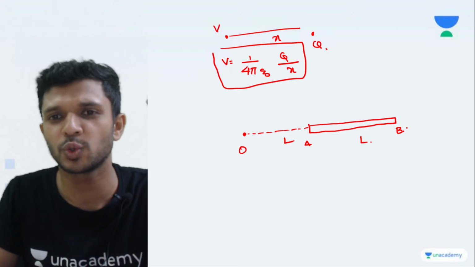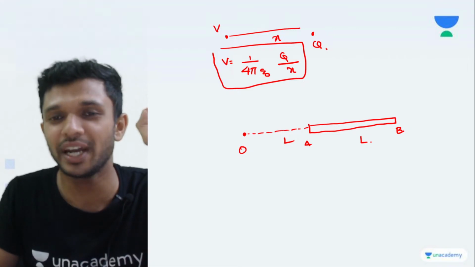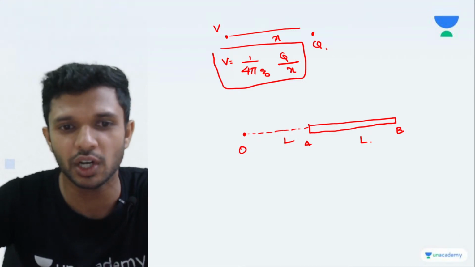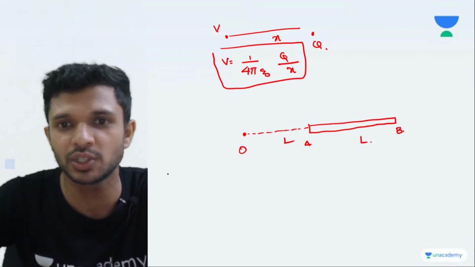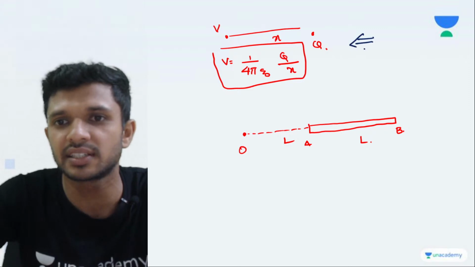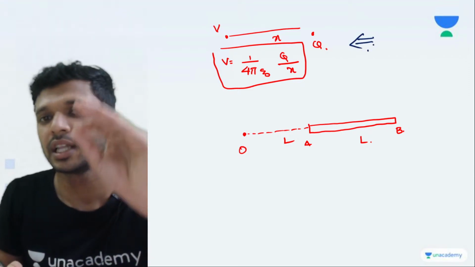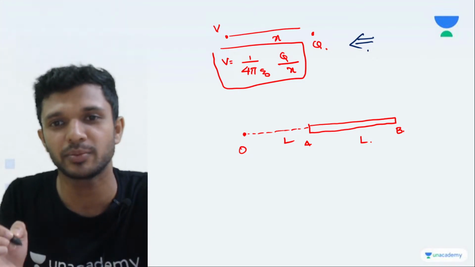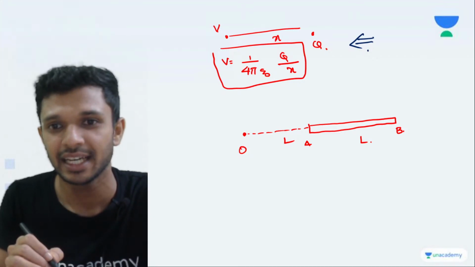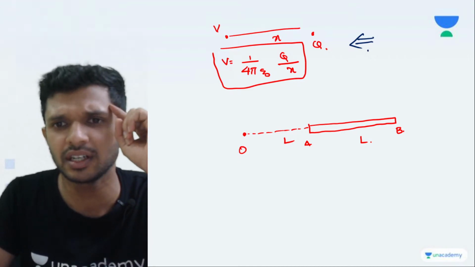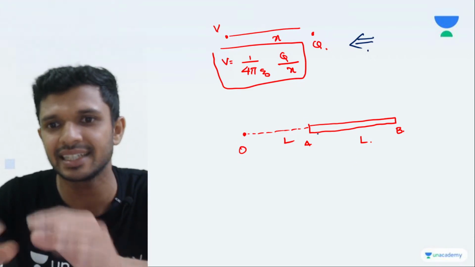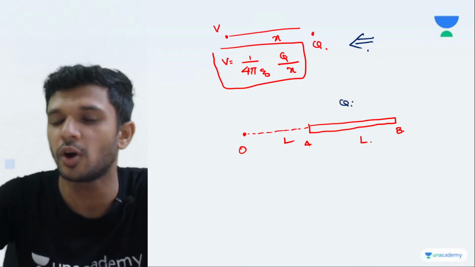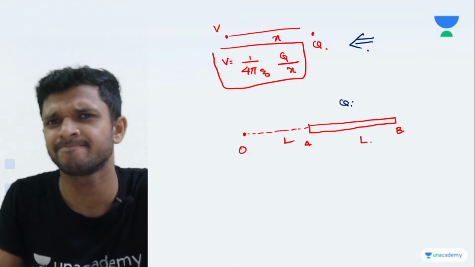Anybody have an idea how to do this? It's very simple. Use the same concept. Which concept? You have to use the same concept, which means the potential produced by a point charge at a distance x is 1 by 4 pi epsilon 0 q by x, right? So you all will be thinking, sir, we can't see a point charge. Instead, we are having a rod where charge is distributed uniformly over the entire rod.